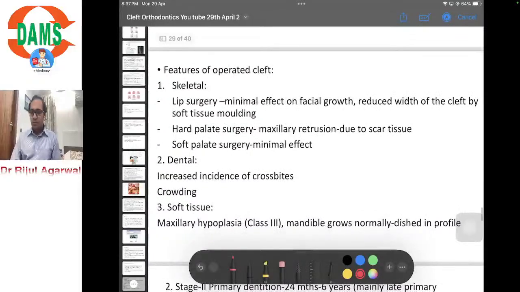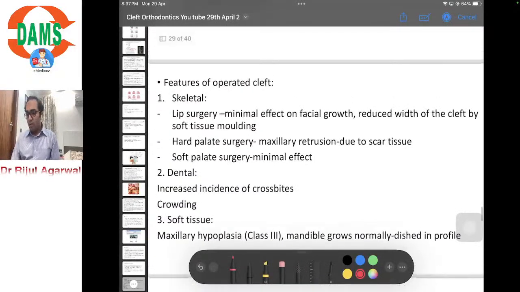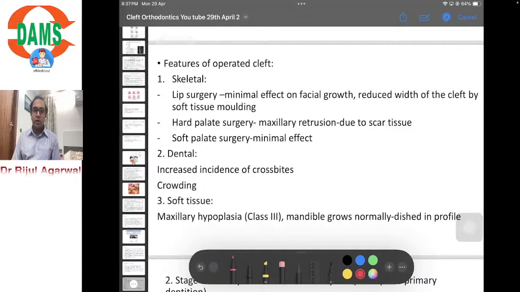Next important is the features of an operated cleft. So what are the features? Skeletally, the lip surgery has a minimal effect on facial growth, and reduces the width of the cleft by soft tissue molding. Whereas if we do hard palate surgery, there is maxillary retrusion due to scar tissue, and soft palate surgery has a minimal effect on the overall facial development.